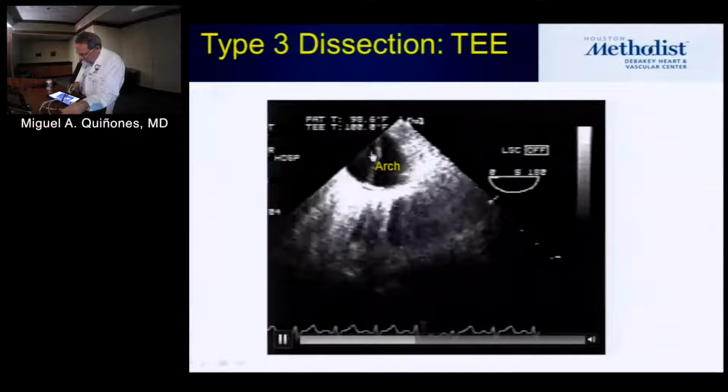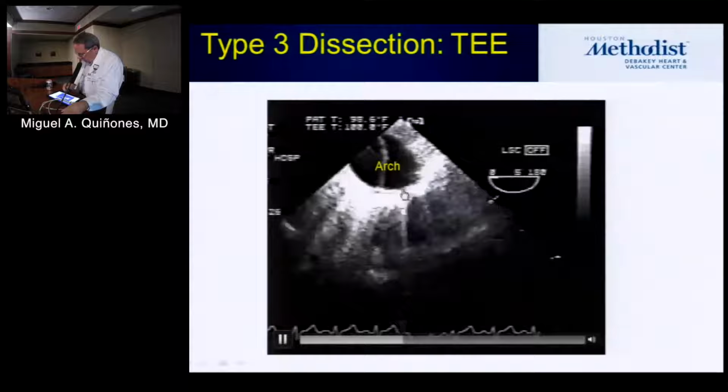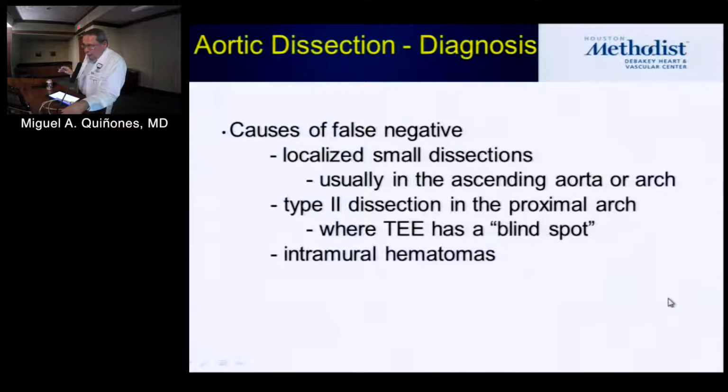So this is clean, and then the dissection starts after the subclavian. False negatives. Can they happen? Yes. How often? If you know how to do TEEs properly, very, very infrequent. Most recent studies show neck-to-neck sensitivities of TEEs with CMR and so on. Okay? Can it happen? Yes, it can happen.